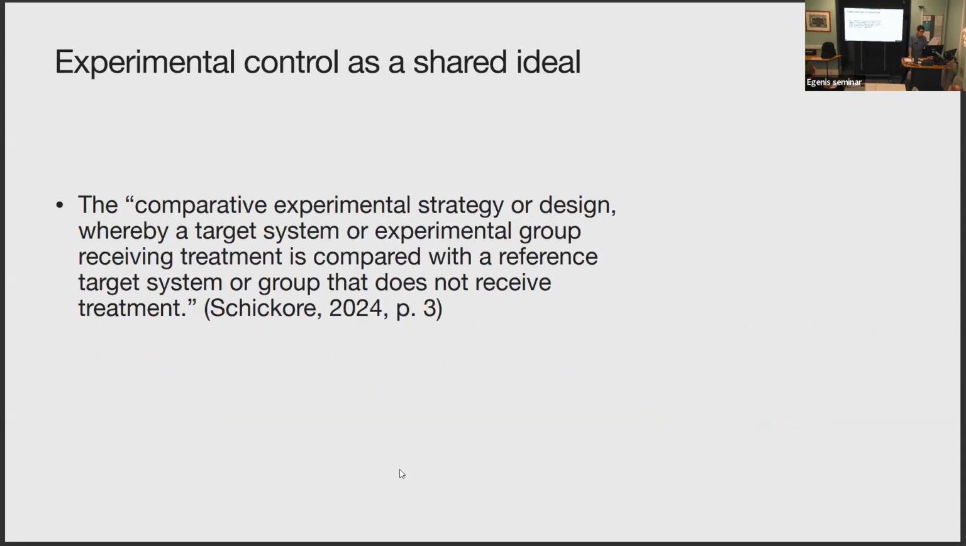So, experimental control. I think you all know very well that experimental control is a widely shared ideal in contemporary science. In a recently published booklet, Shikori talks about the comparative experimental strategy or design in which a target system or experimental group receiving treatment is compared with a reference target system or group that does not receive treatment.